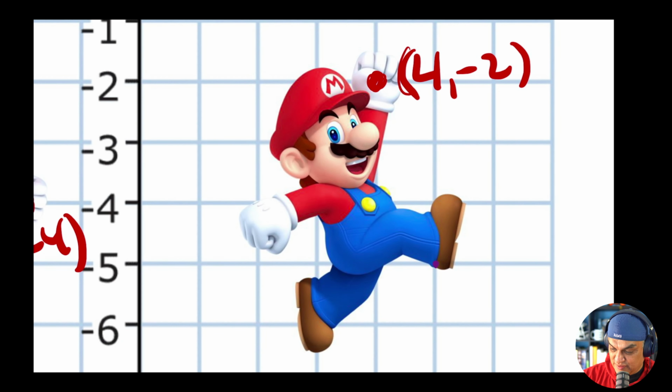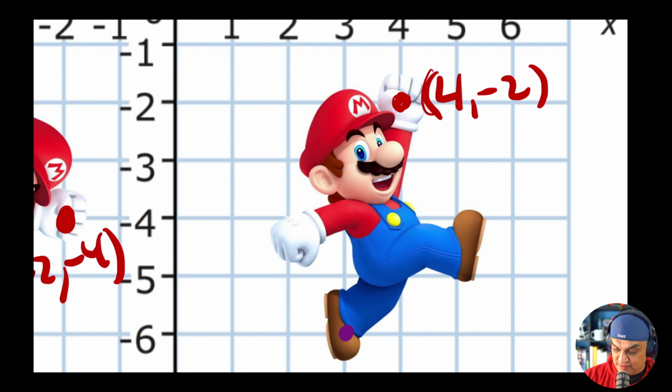His left boot. If we look right here, right in the center of his left boot, that's 3, -6. So someone said his left boot. Okay, those are 2 different numbers, 3, -6, right? So we're looking right at that point right there.